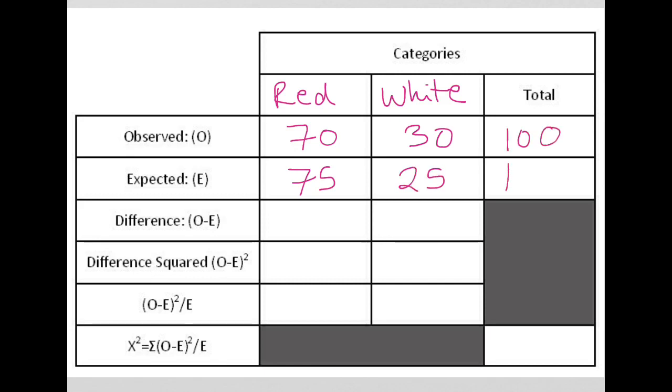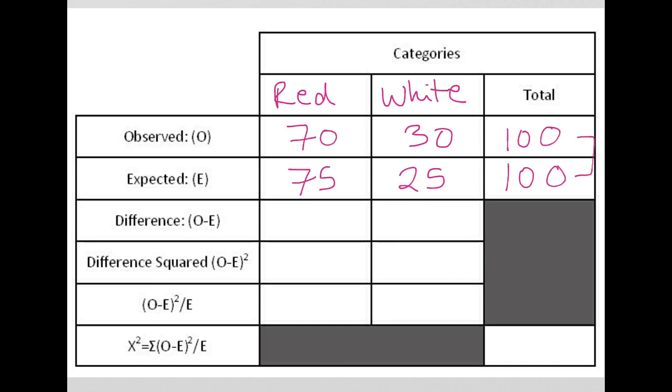This is a checkpoint. If your totals are not the same, that's when you need to stop. You can't change your observed values because that's what you literally observed in an experiment. You can, however, change your expected values. Make sure that they total to the exact same thing.